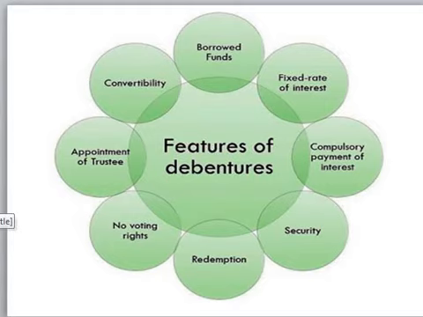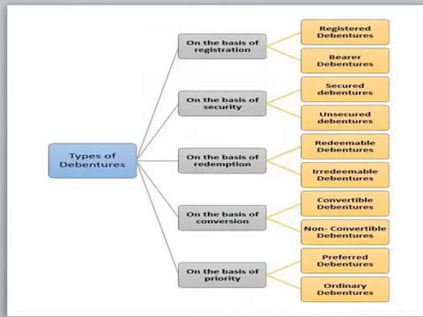Next we can go through the different types of debentures. We can classify debentures mainly into five bases: on the basis of registration, on the basis of security, on the basis of redemption, on the basis of conversion, and on the basis of priority. On these bases we can divide our debentures.